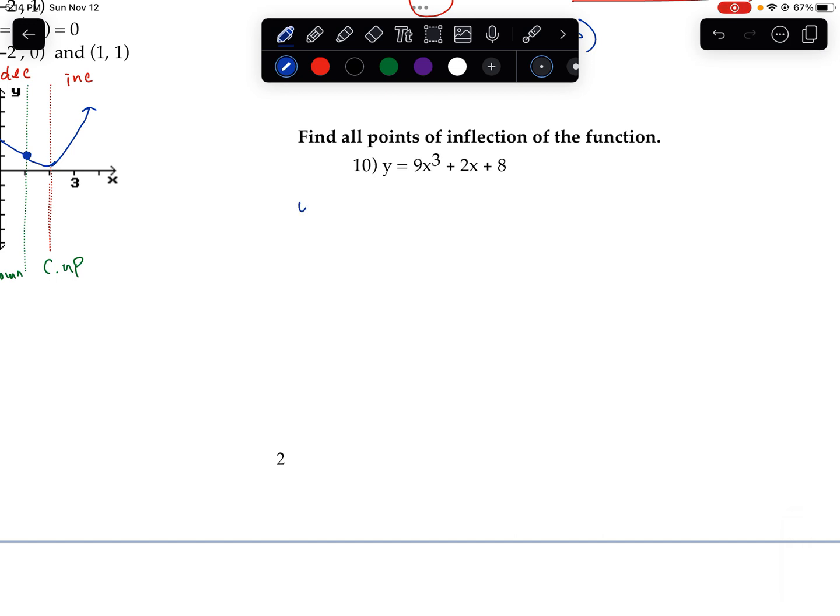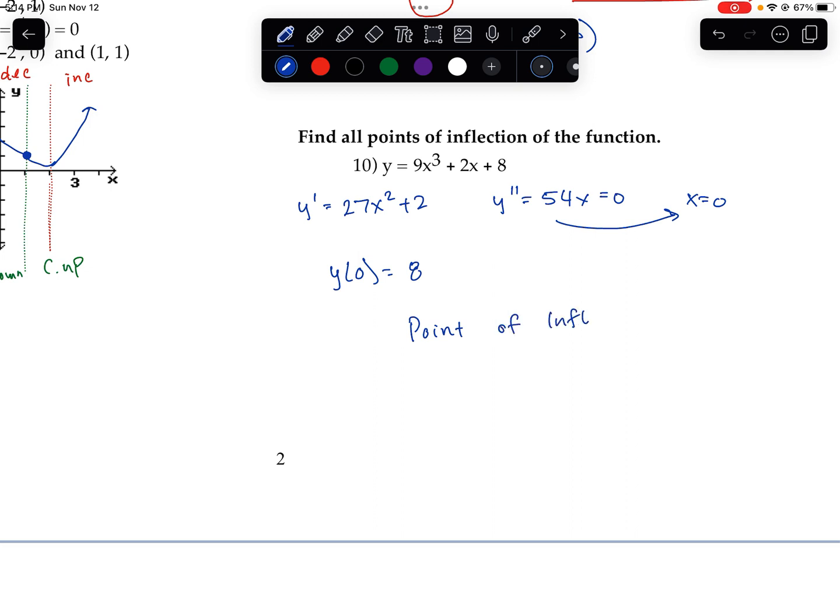So y prime would be equal to 27x squared plus 2. Y double prime is going to be equal to, what, is that 54x? And if I set that equal to 0, that's just going to be equal to 0 at x equals 0. So then if I plug 0 into the function, y of 0, I get 8. So therefore, the point of inflection happens at (0, 8).